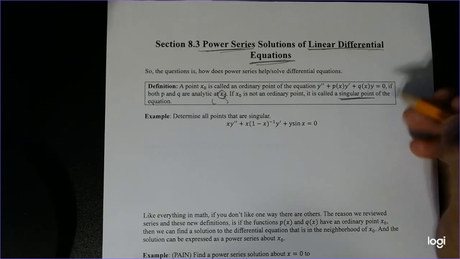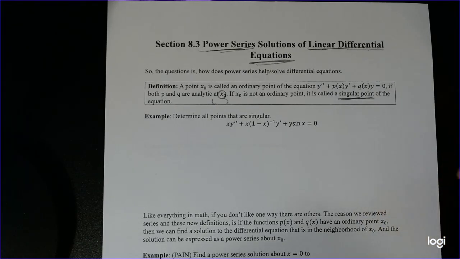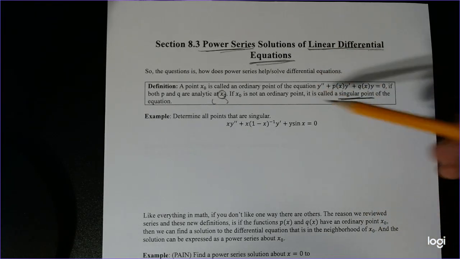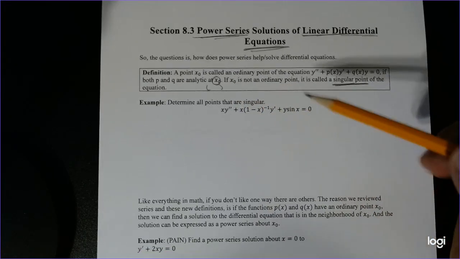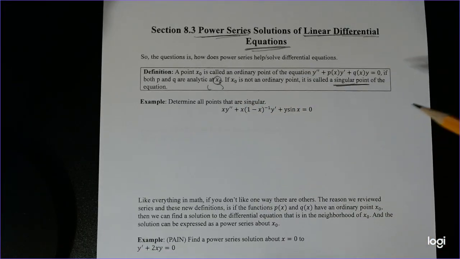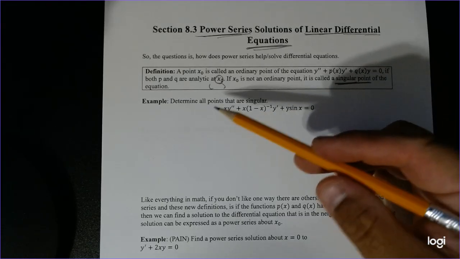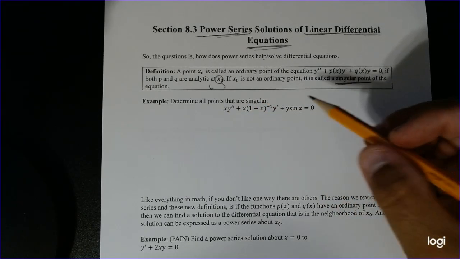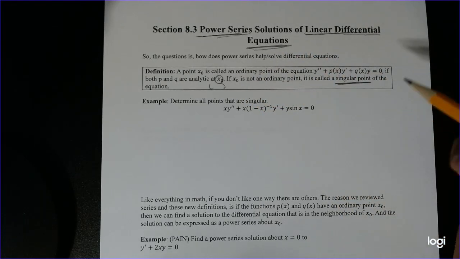So basically, we have to figure out where those points are. Probably you get rid of them, or you can't use them. Defining singular points, or whether something is analytic, is not as obvious as we think. So we'll just do an example so you can see how that works. We want to determine all points where it's singular, basically where it's not an ordinary point or not analytic at that point.